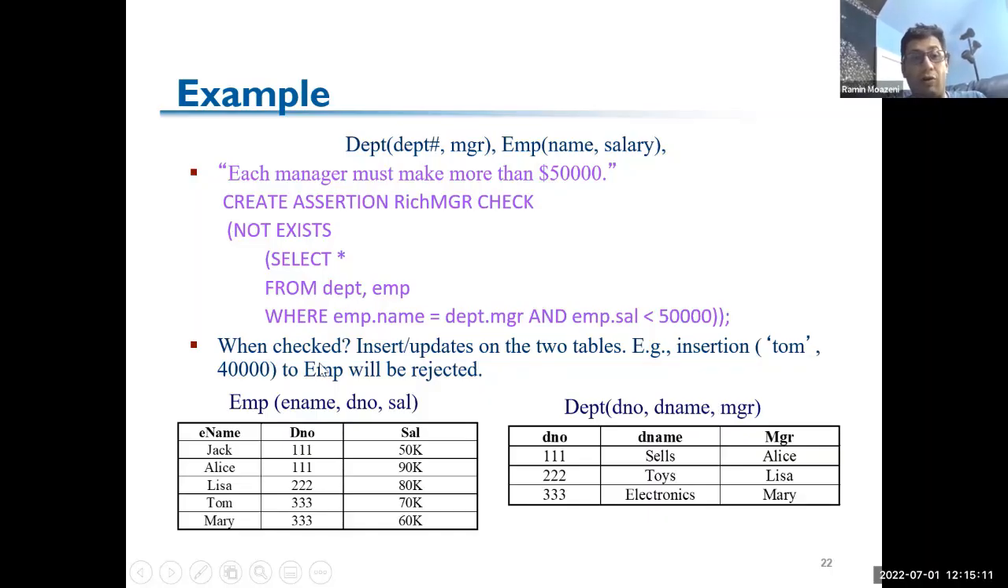If I insert, let's say, Tom, 40,000 into employee, that will be rejected. That will be rejected in this case. Okay, any questions? Questions, guys?